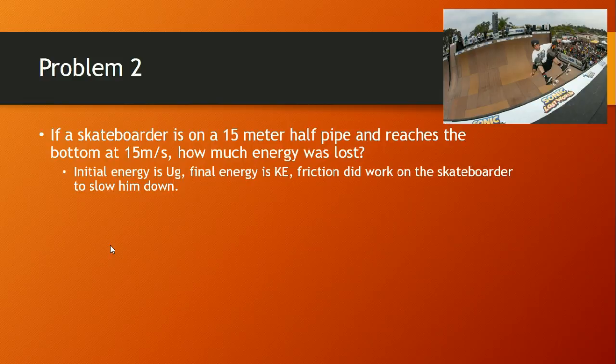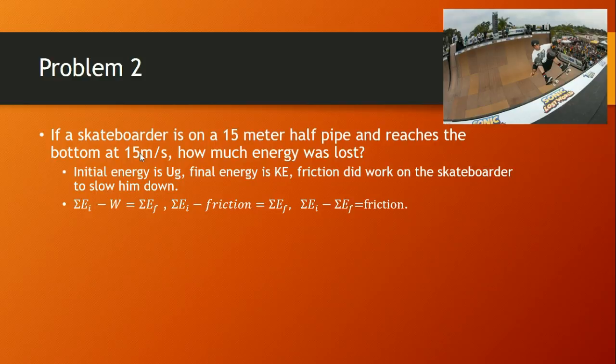So final energy is kinetic energy. We know energy was lost because I told you that at the bottom we have 15 meters per second, and I want to know how much energy was lost. There had to be friction involved in this because it could have gone faster. I gave you a height and a speed at the bottom, and we want to know how much energy was lost because the skateboarder could have gone faster if it was frictionless. So there had to be friction involved.